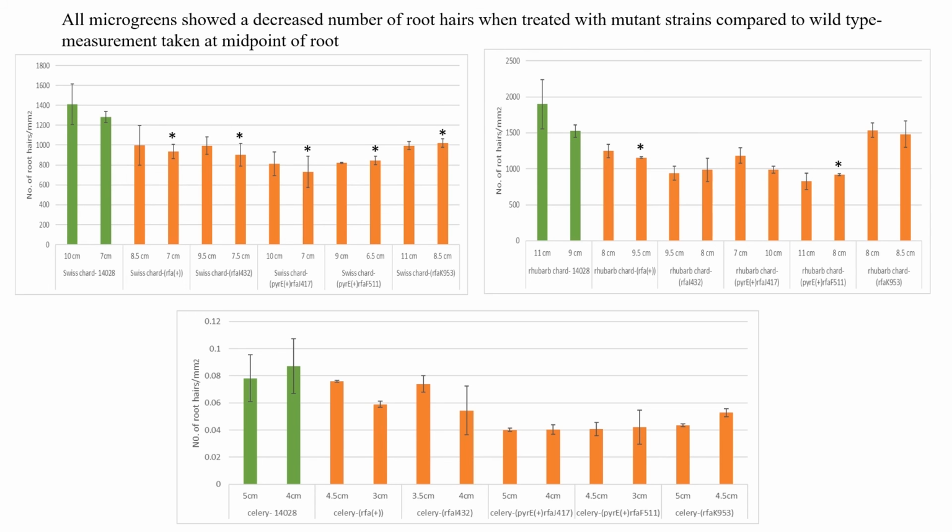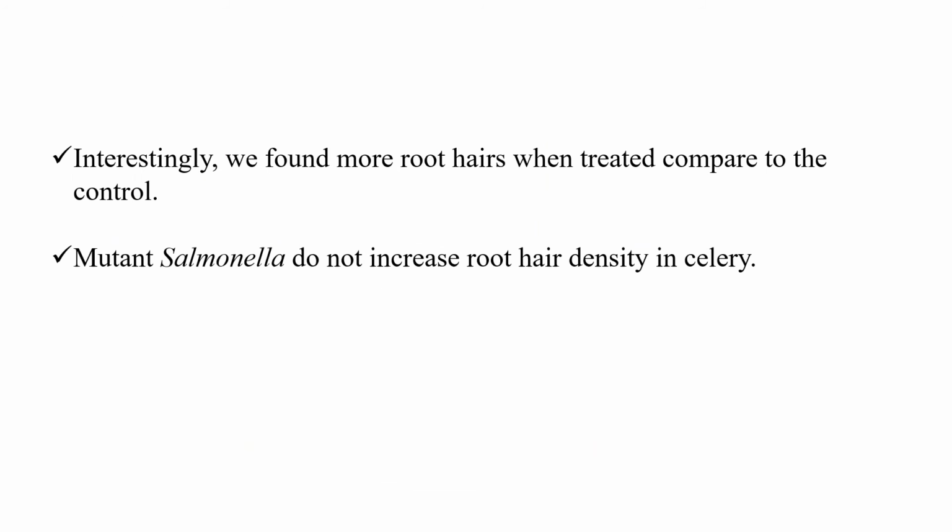Therefore, we conclude that celery responds strongly to wild-type Salmonella typhimurium. Hence, the root responds uniquely and distinctively to Salmonella. Interestingly, we found more root hairs in the treated compared to control. Mutant Salmonella do not increase root hair density in celery.